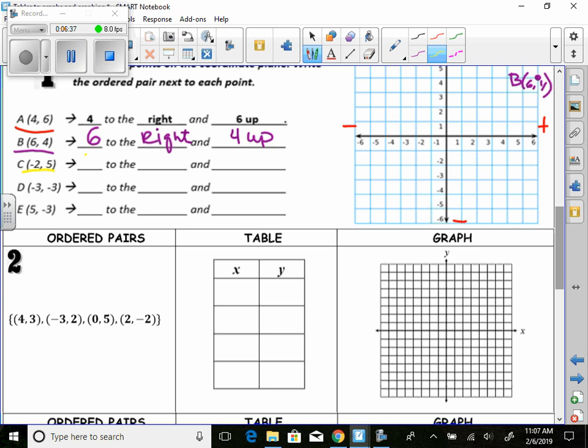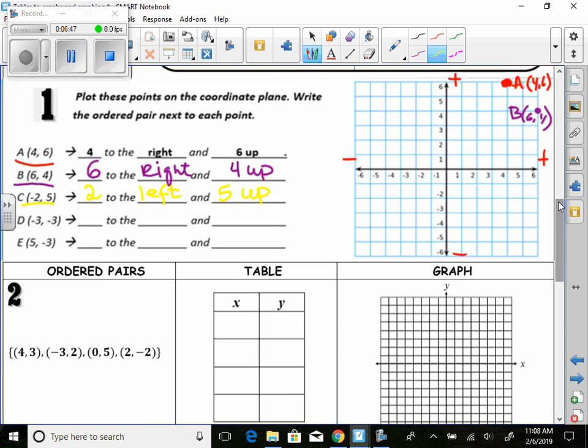So 2 points to the left this time because X is negative, and 5 points still going up because it's a positive value for Y. So 1, 2, and 5 up. 1, 2, 3, 4, 5. Point C, negative 2, and 5.